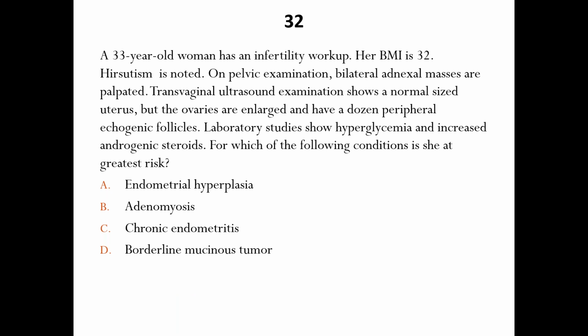Okay. A 33-year-old woman has infertility workup. Her BMI is 32. Her hirsutism is noted. On pelvic examination, bilateral adnexal masses are palpated. Transvaginal ultrasound shows normal-sized uterus, but the ovaries are enlarged and have a dozen peripheral echogenic follicles. Laboratory studies show hyperglycemia and increased androgenic steroids. For which of the following condition is she at great risk? Endometrial hyperplasia.